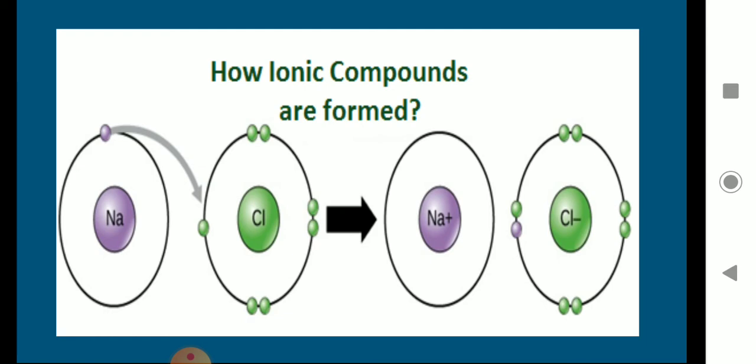And chlorine requires one electron to complete its last orbit. So sodium is giving one electron to chlorine and chlorine is receiving that one electron in the last orbit. Now you could see in chlorine, the last orbit is with 8 electrons, but they form ions. Sodium has an extra positive charge, and chlorine gets an extra negative charge.